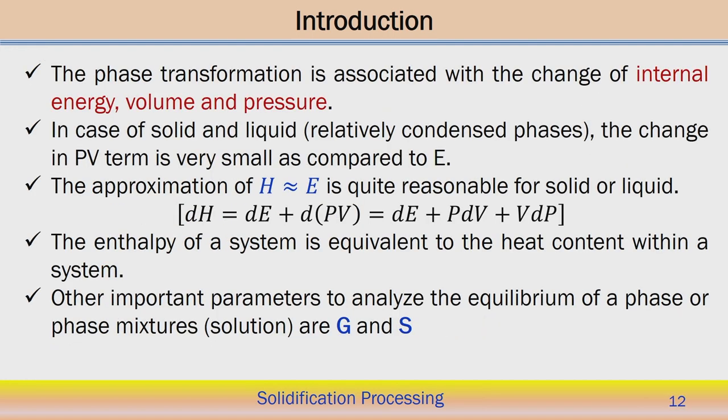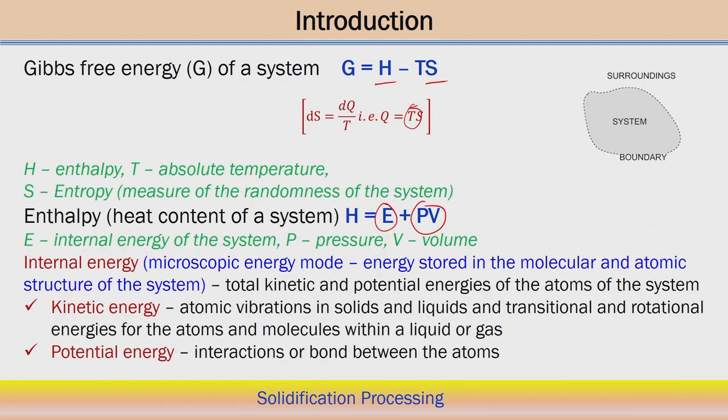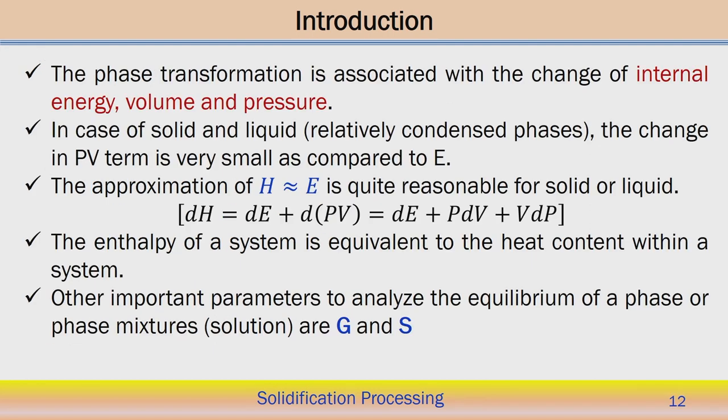Therefore, phase transformation is associated with the change of the internal energy, volume and pressure. Here, the Gibbs free energy involves the enthalpy H, and enthalpy is a function of the internal energy, pressure and volume. So, the state of the internal energy, the state of the volume, and the state of the pressure associated with this system actually decide whether the phase transformation will occur or not.